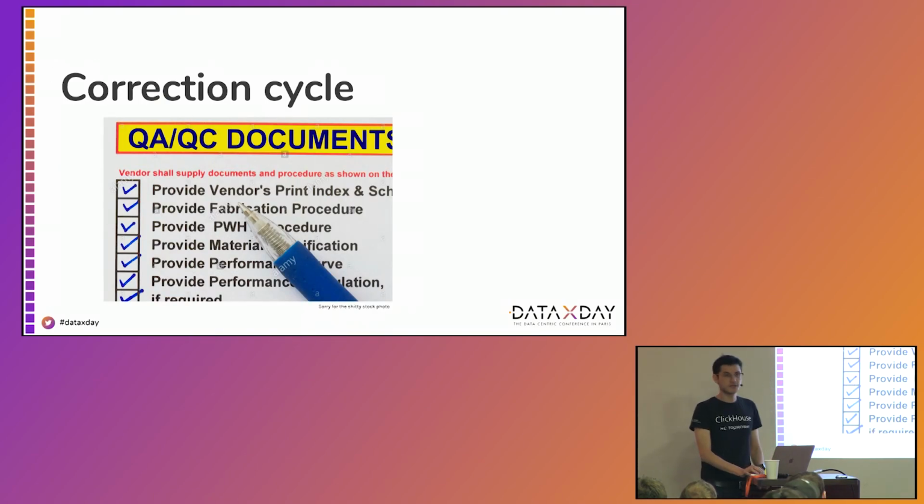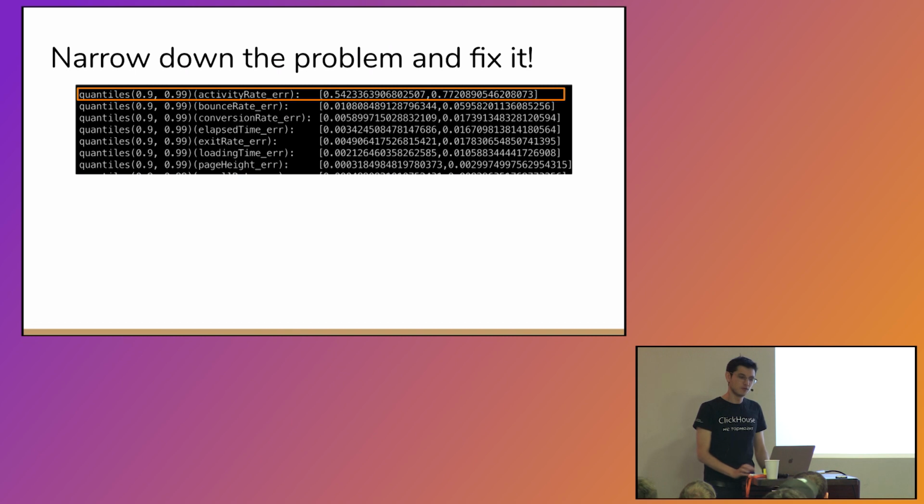Right, so correction cycle. How do we use these tools? And by the way, I apologize for the stock photo. It's not great. So basically, remember, we first use our focused comparator to narrow down on our error. So let's go back to our example of finding out if any metric is incorrectly computed.